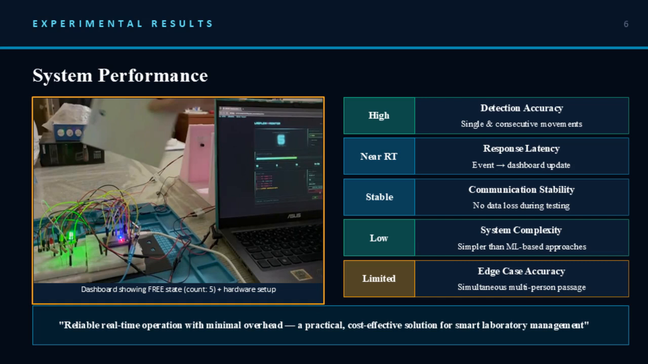System complexity was low. Compared to camera-based or machine learning approaches, LabFlow achieves reliable performance with significantly less hardware and no complex algorithms. The only limitation observed was in edge cases, when multiple individuals pass through simultaneously or when very rapid movements cause overlapping triggers. These scenarios are uncommon in typical laboratory environments. The system overall provides reliable real-time operation with minimal overhead, a practical, cost-effective solution for smart laboratory management.